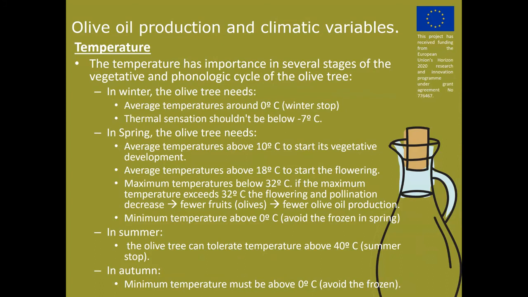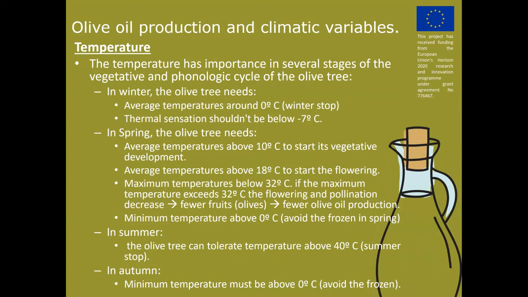In spring, the olive tree needs a mean temperature above 10 Celsius degrees to start the vegetative development, and at the end of spring, the mean temperature will be above 18 Celsius degrees to start the flowering. Also, it needs a maximum temperature below 32 degrees. The minimum temperature must be above 0 Celsius degrees.